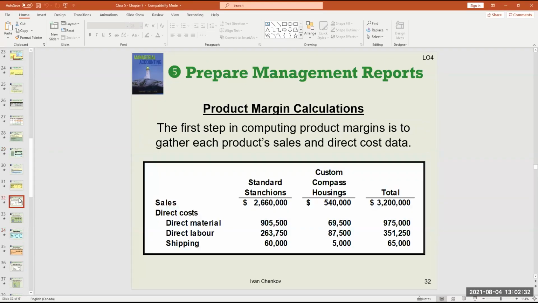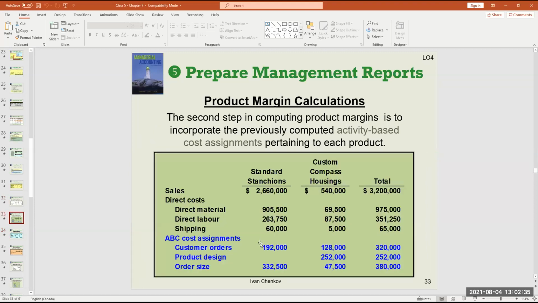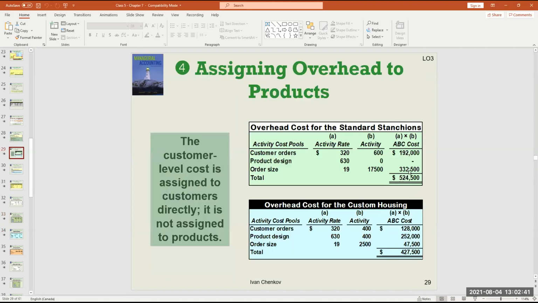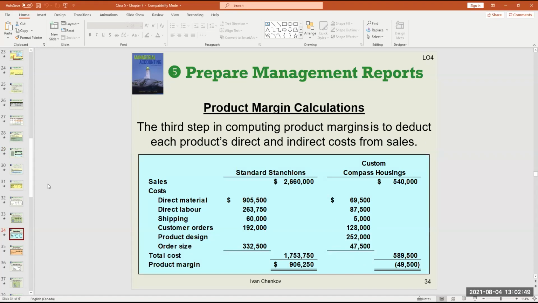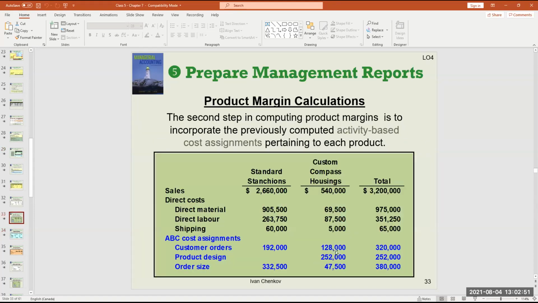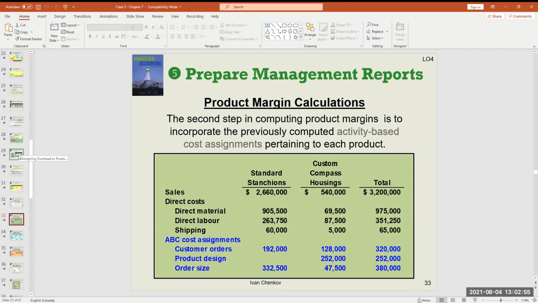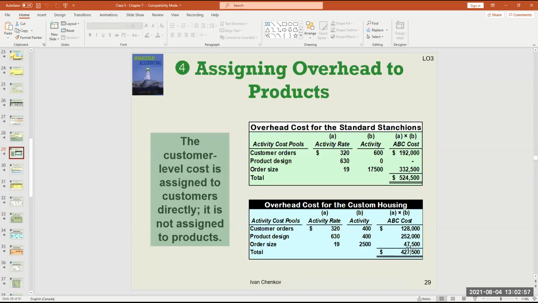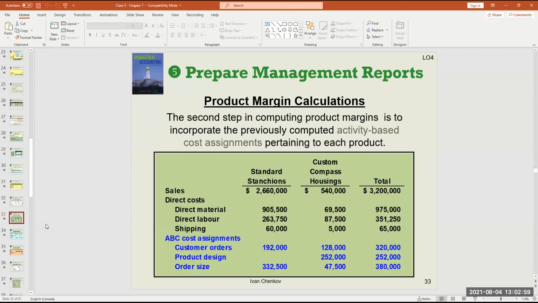Not this one, this one. Oh yeah, this one. So here, as you can see, 192,332, that's the same 192,332. We are assigning this overhead, which we came up with before. Same thing here, we are assigning that cost as well, 128,252.47. What was it here? 128,252.47, and we are assigning that here.